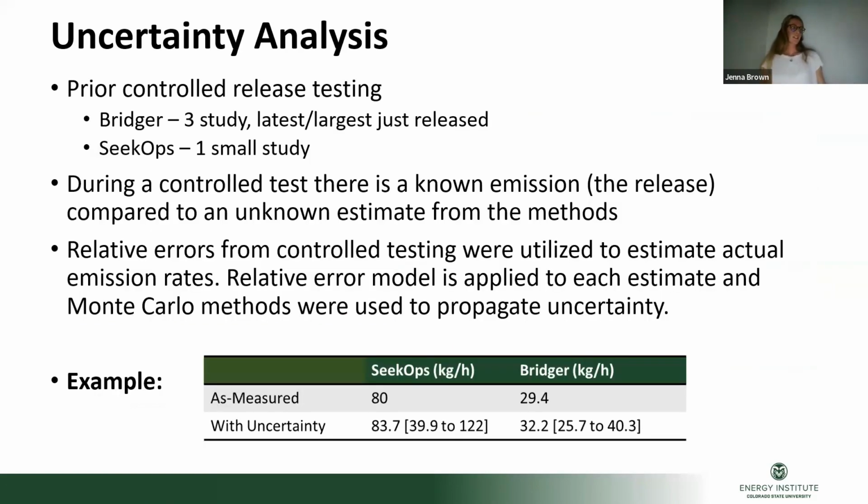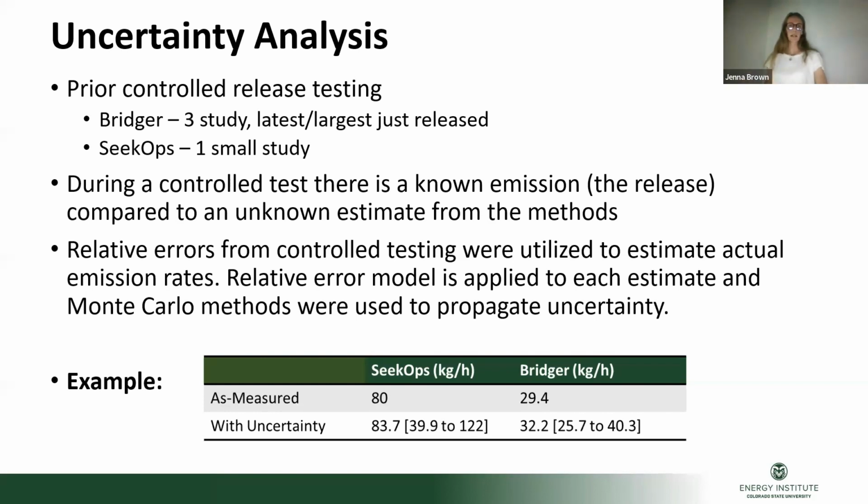So for our uncertainty analysis, we use controlled release testing. During controlled release, there's a known source, a known emission rate, which is the release, and we compare that to an unknown estimate from the method. So say the controlled release was 1 kilogram per hour, and Bridger gives us an estimate of 0.5 kilograms per hour. Now we have the opposite case where Bridger gave us 0.5 kilograms per hour. We're trying to estimate what the actual emission rate is.